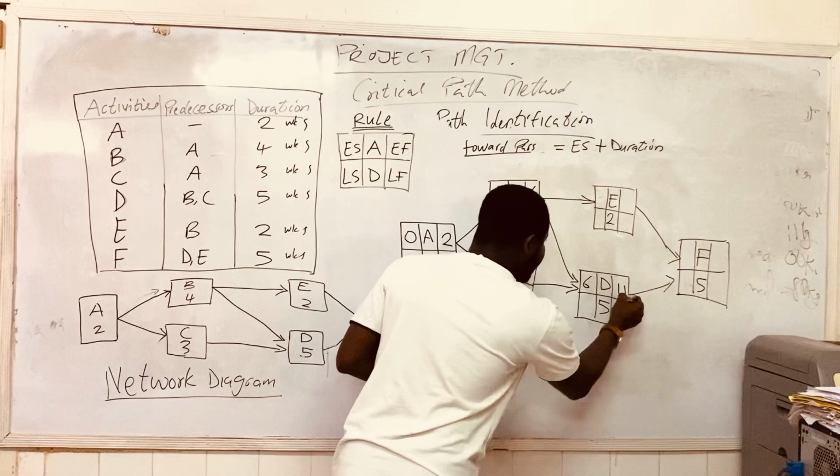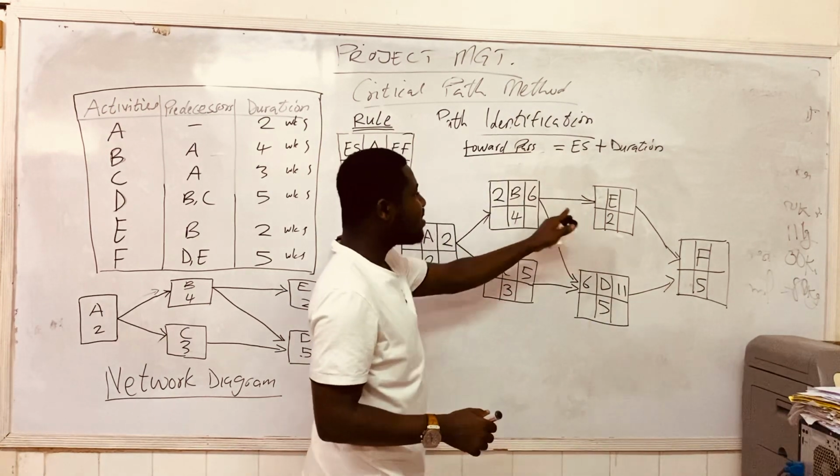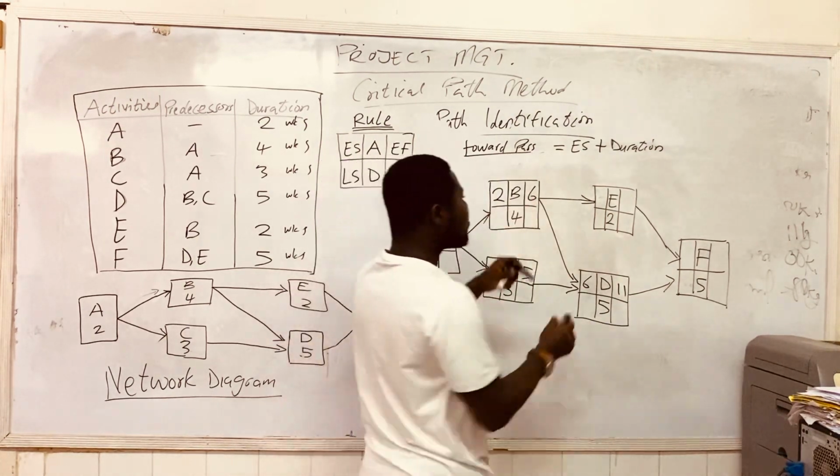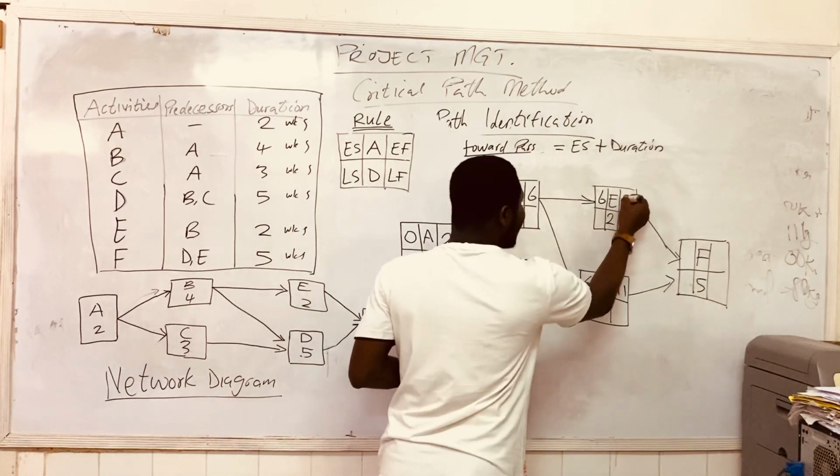So it is very reasonable that we use 6 here. 6 plus 5 is 11. Here, activity E is only connected to activity B. So we use 6 here. 6 plus 2, we have 8.